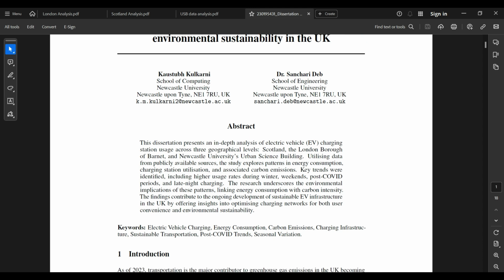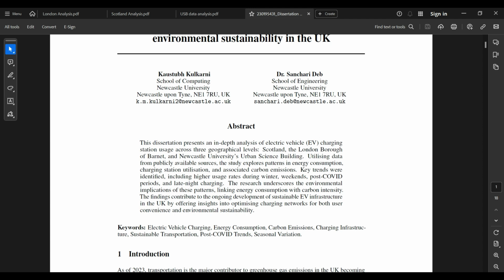My dissertation presents an in-depth analysis of EV charging stations usage across three geographical levels. For the country level, the analysis is based on Scotland, and for the regional level, the analysis is carried out for the London Borough of Barnet. And on the institutional level, the analysis is carried out for Newcastle University's Urban Science Building.